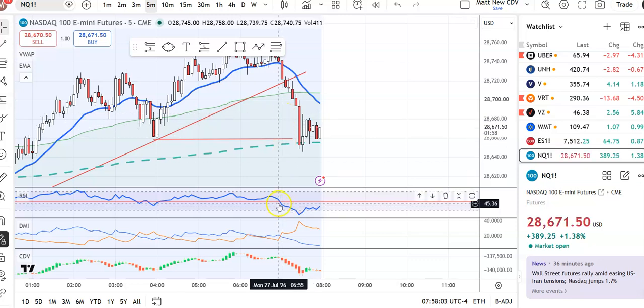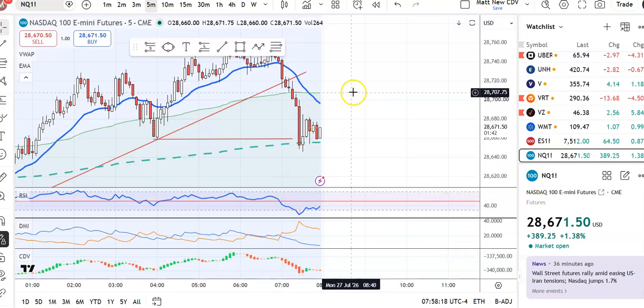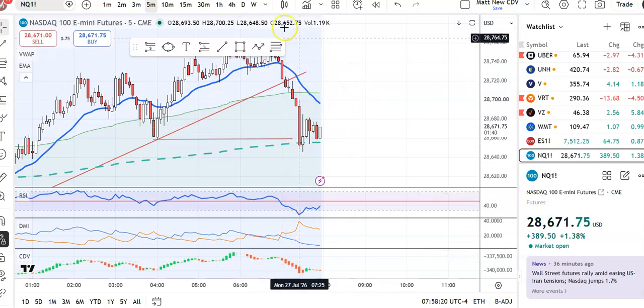If you look here, the red line is the 50% line on the RSI. And this is the DMI, which I want red above green, red above blue if I'm going short. And the CDV getting the red candles set up because it's showing that things are selling off.